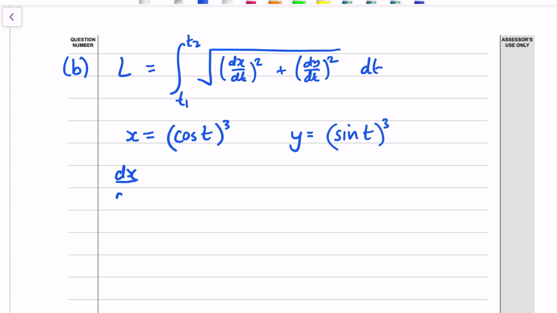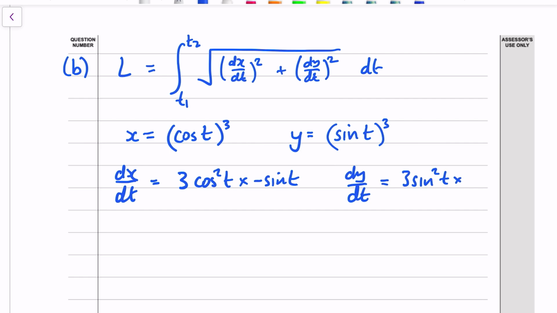Differentiating these using chain rule, dx/dt is 3 cos squared t times the inner function differentiated, which is minus sine t, and dy/dt is 3 sine squared t times the inner function differentiated, which is cosine t. The chain rule is so important, it pretty much comes up in every question. Now, it looks like it's going to blow up in our face. We're going to square these and add them.